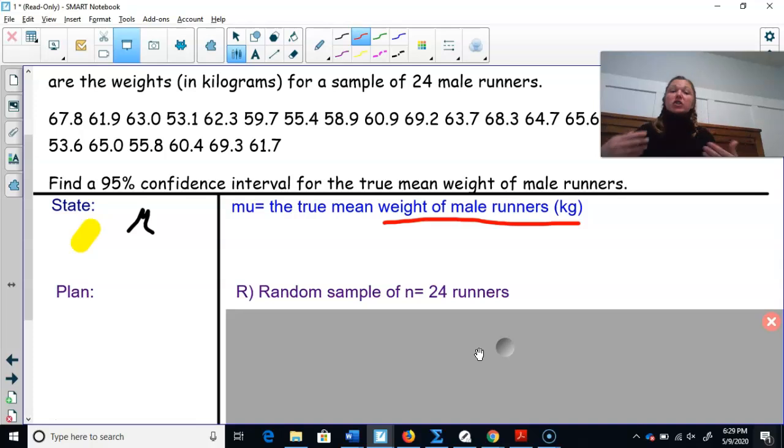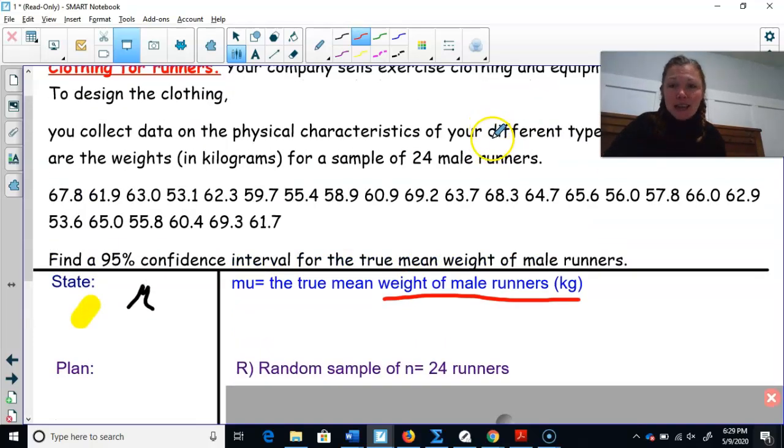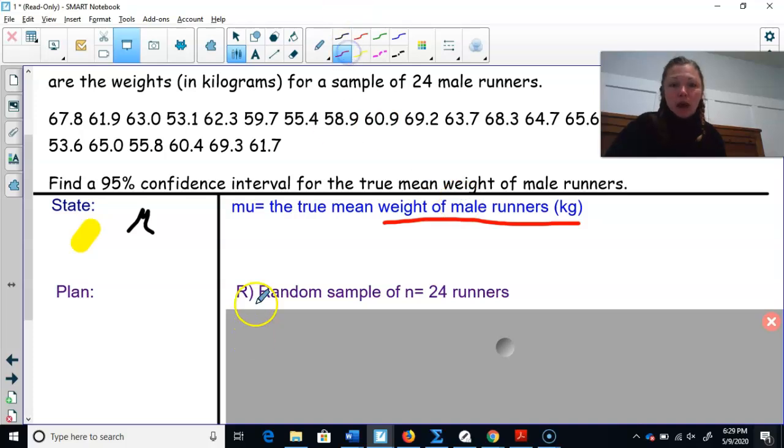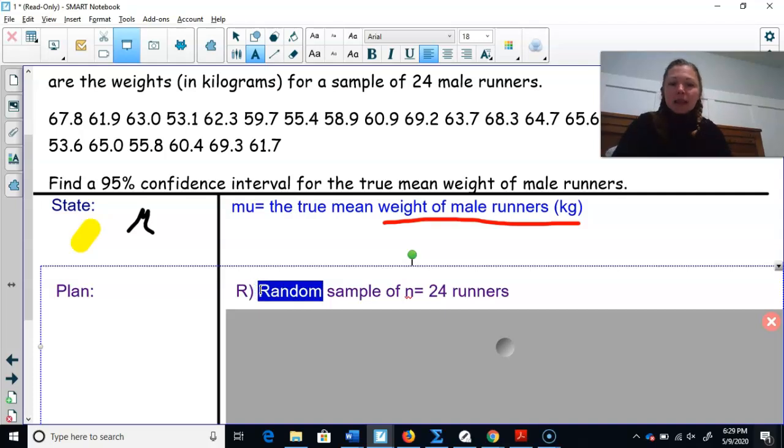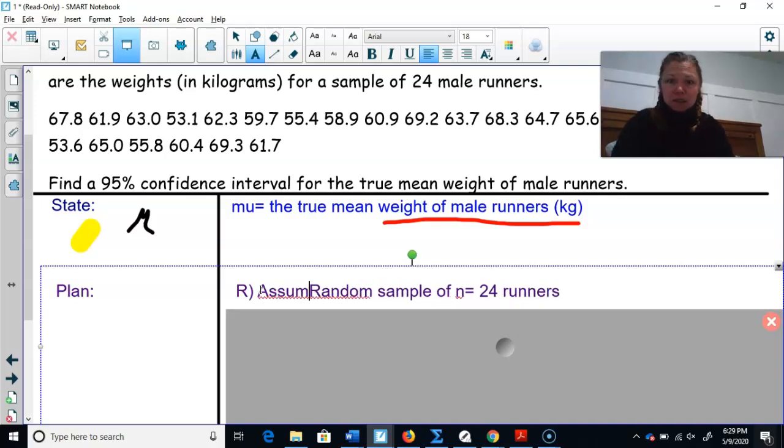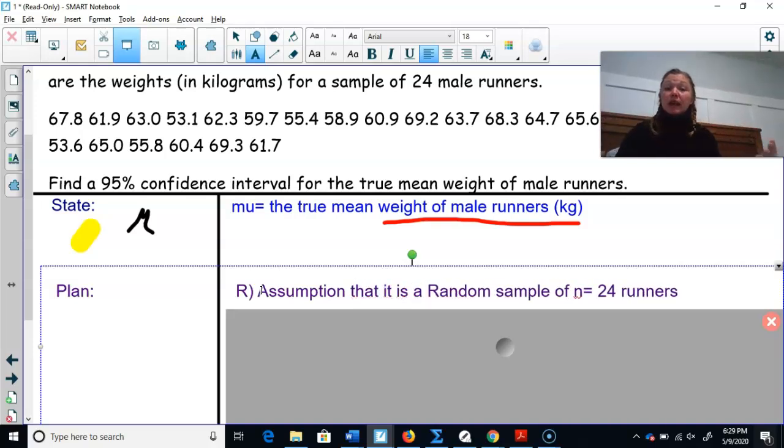The first condition is R. That's our random sample. This is just like we did before. So we have to show that we have a random sample, and it does not state that it's a random sample. So what you can do is you put in here, assume. And that's okay. Statisticians do base things off of assumptions, and then people have to understand that it's based off of an assumption. Okay, so we're assuming that it's a random sample of 24 runners.